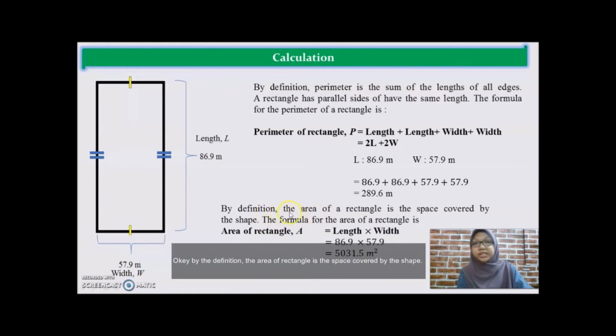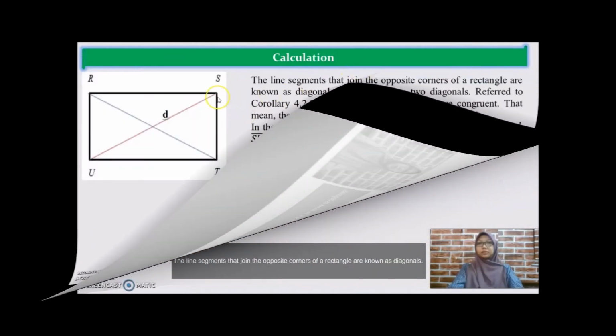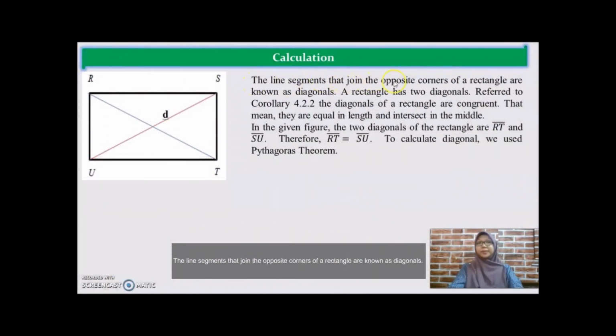By definition, the area of the rectangle is the space covered by the shape. The formula for the area of a rectangle is length times width, which equals 5,031.5 meters squared. The line segments that join the opposite corners of a rectangle are known as diagonals. A rectangle has two diagonals.